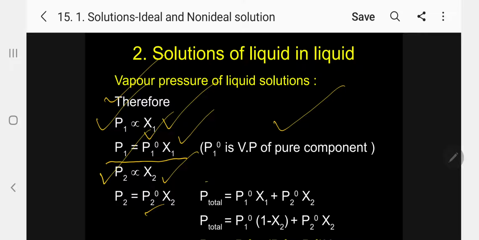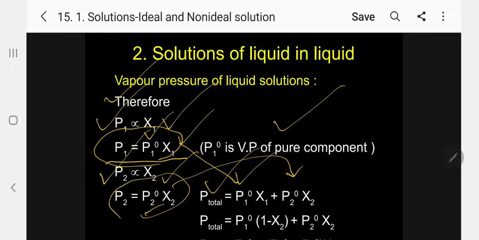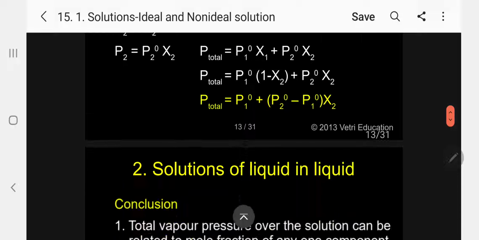Raoult. What is P total? So let me add this one. I know already P, that is P total, equals P1 plus P2. So what is P1? I know it is P1 0 X1, from here. And the same way, what is P2? It is here. So I am adding now: P total equals P1 0 X1 plus P2 0 X2. So I am taking out the common factor: P1 0 within bracket (1 minus X2) plus P2 0 X2. Kindly follow.